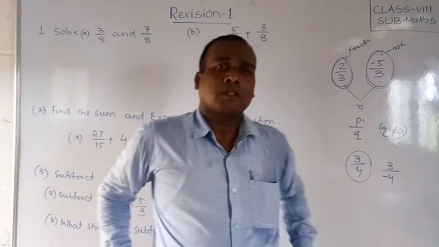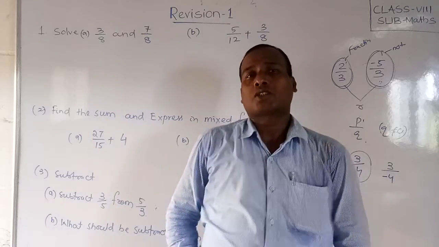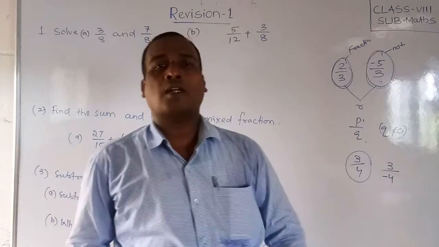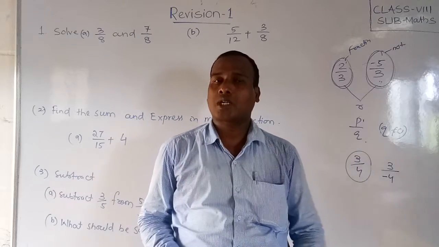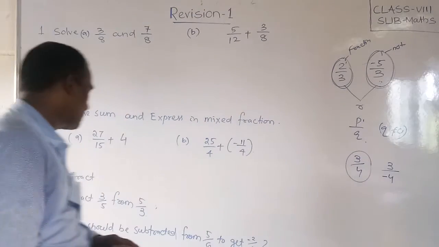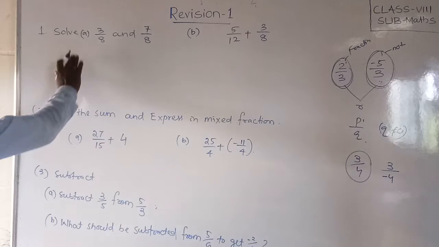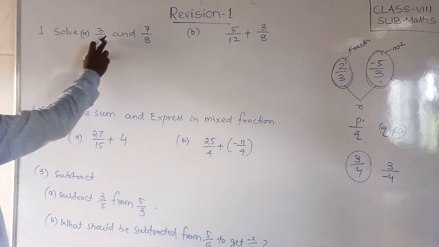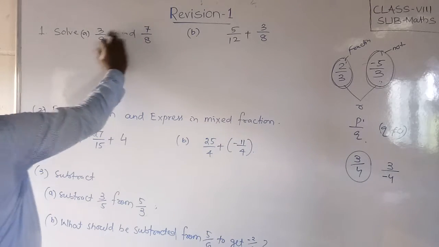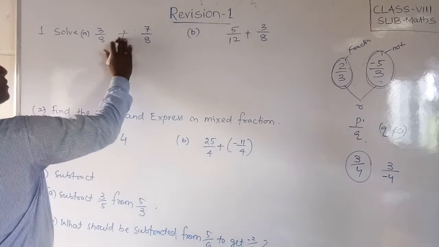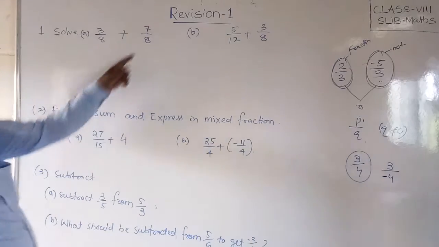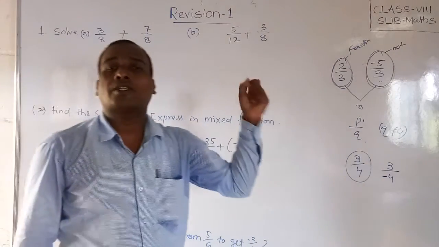Okay students, today we are going to discuss the sum of two rational numbers and the subtraction of two rational numbers. Next we will see other things. Solve, students, the first question given: 3 by 8 plus 7 by 8. You have to do the sum, meaning addition.